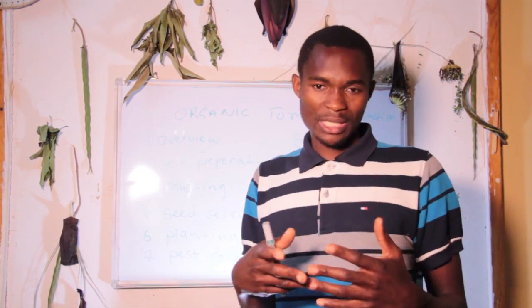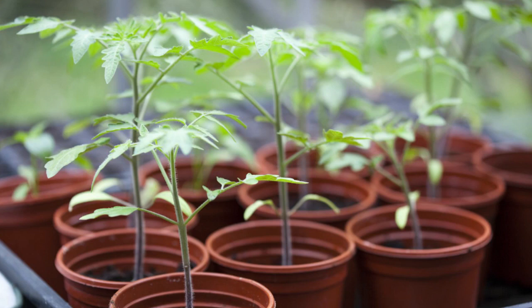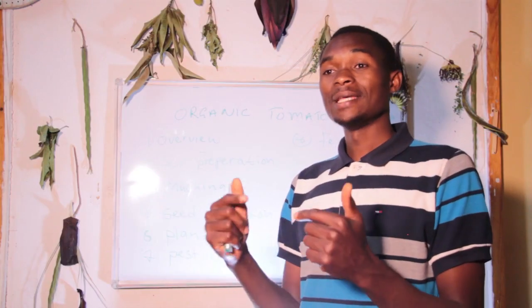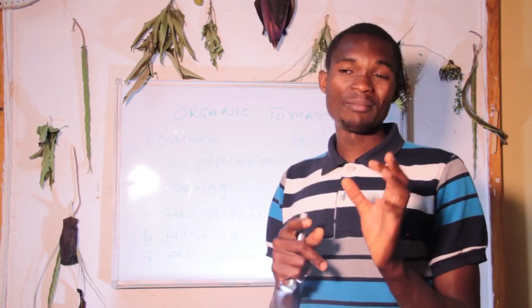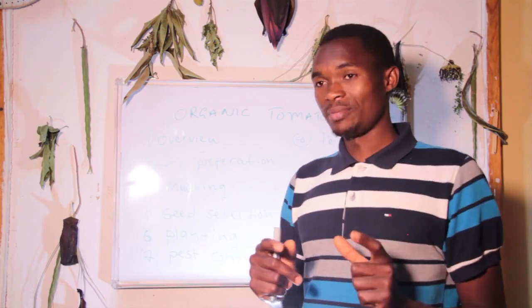Now the next thing which is coming is the seed. Where are you going to get your seedlings? There are two ways. You can buy from a reliable source where they're selling original, natural, open pollinated seeds of tomatoes. You go there, and at least they must be above 5 centimeters.